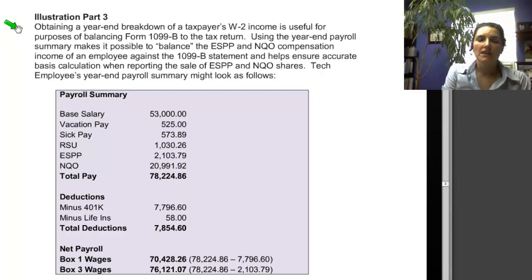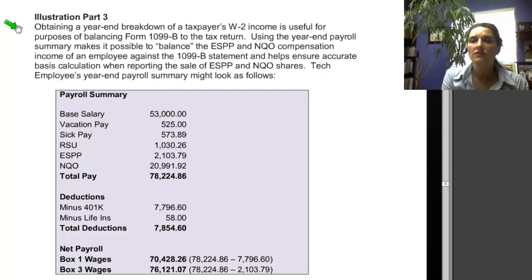Part 3 of the illustration. So I've given you a lot of different information to try and figure out cost basis. But the bottom line behind all of this is you're still trying to track it down to hard numbers that you can find. And one of the ways to do that is to look at a year-end pay stub for the employee.